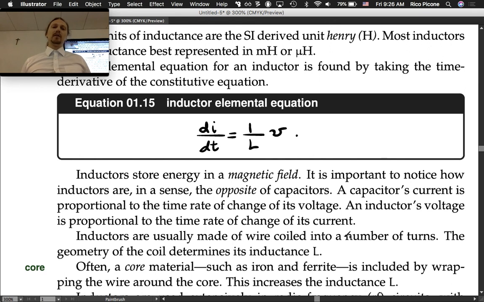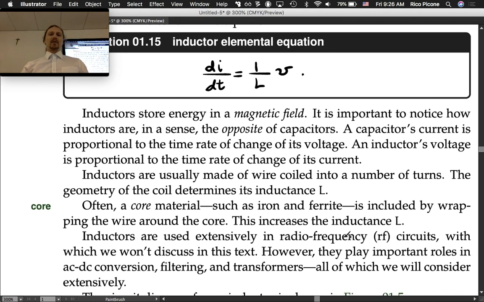Inductors are usually made of wire coiled into a number of turns. The geometry of the coil determines its inductance L. So the number of turns around affects the inductance. The diameter of the wire affects the inductance. And then also the loop diameter affects the inductance.